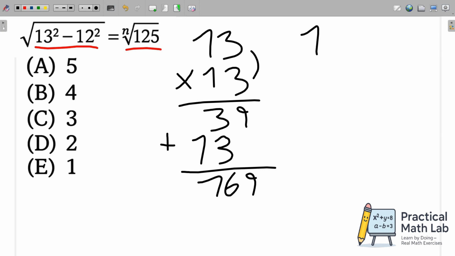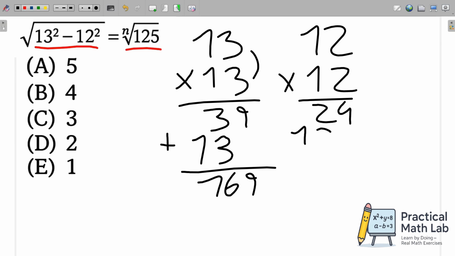Now, 12 squared is the same as 12 times 12. 2 times 2 is 4. 2 times 1 is 2, and the 12 repeats here when you multiply by 1. You repeat the 4. 2 plus 2 is 4. 144. So what does it look like now?